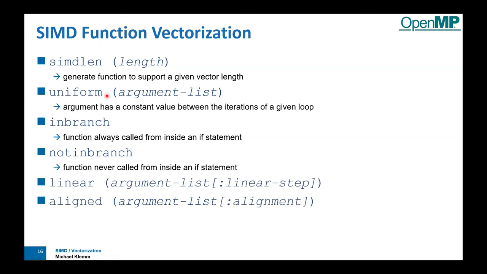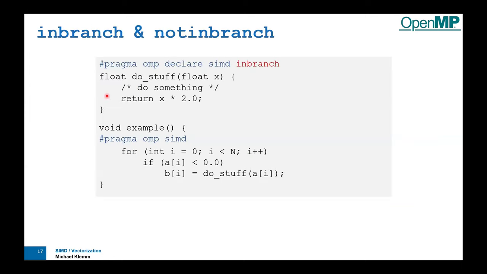And then there's linear and aligned. You know that from the loops already. Okay, in branch and not in branch. So suppose we have a code like this where we want to run a SIMD loop that has an if statement inside the loop body. So we only want to execute do stuff if a of i is actually less than zero.